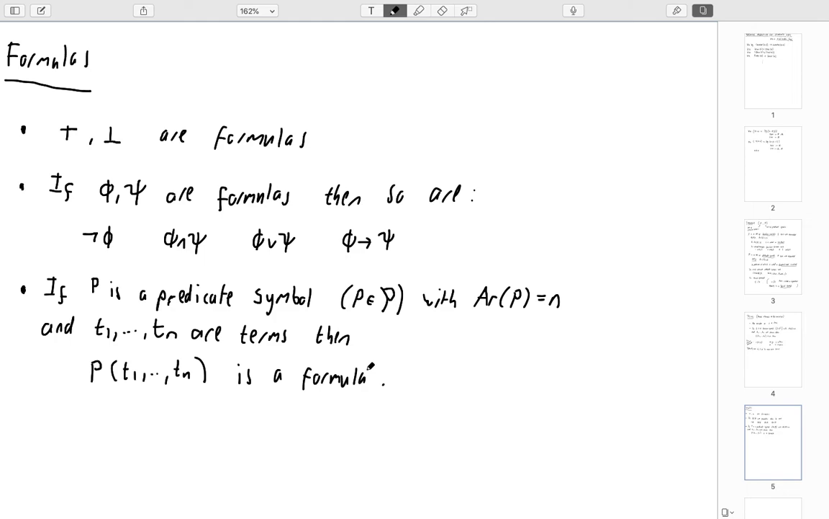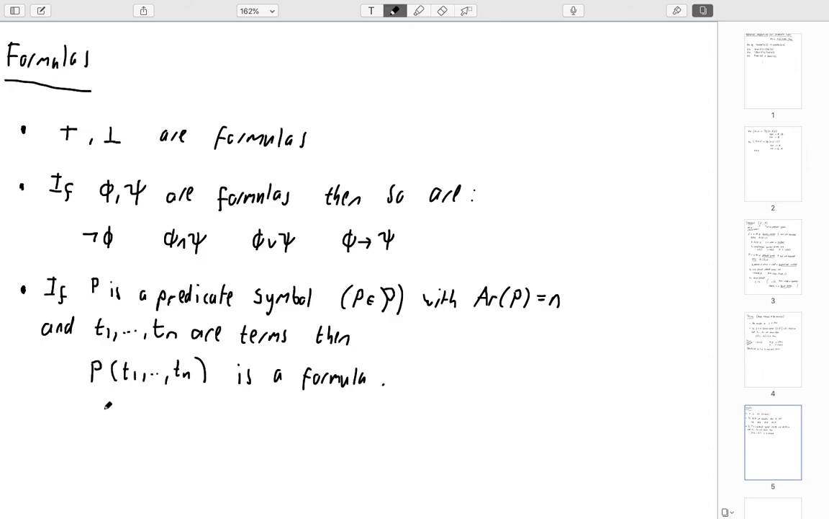So in the case that P is a propositional constant, once again it has arity 0, so we don't need any terms T1 to Tn, and again we just include P itself as a formula. We could write P open brackets, close brackets, but we don't, we just write P as the formula.